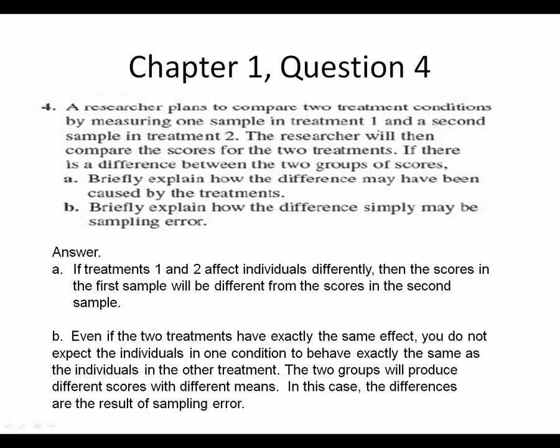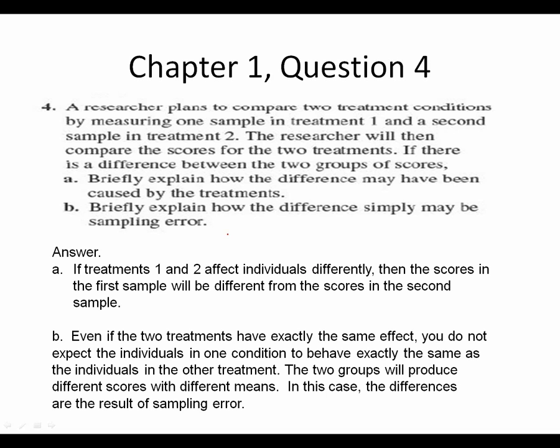A researcher plans to compare two treatment conditions by measuring one sample in treatment 1 and one sample in treatment 2. Okay, the researcher will then compare the scores for the two treatments. If there is a difference between the two groups of scores, it's asking us to briefly explain, A, how the difference may have been caused by the treatments, and B, how the differences simply may be sampling error. So let's take a look. If treatments 1 and 2 affect individuals differently, then the scores in the first sample will be different from the scores in the second sample.